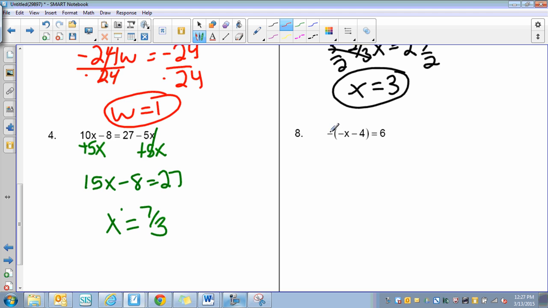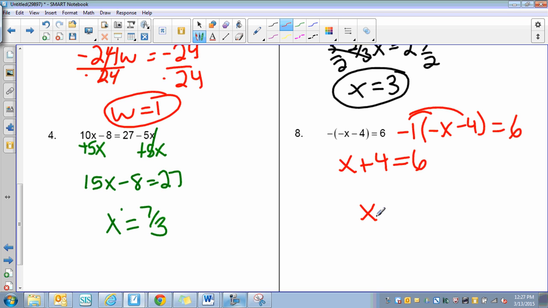All right, and for number 8, this goes back to when we were looking at the distributive property. Remember when we see this negative out front, this is the same thing as -1 times negative x minus 4 equals 6. So when we distribute that -1, we should get x plus 4 equals 6. Therefore, x equals 2.